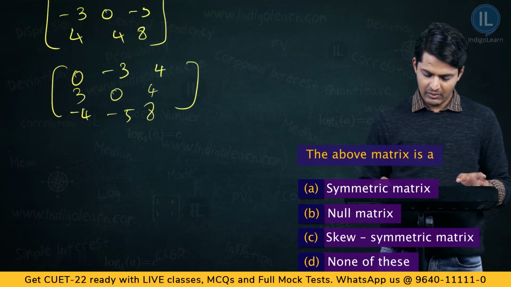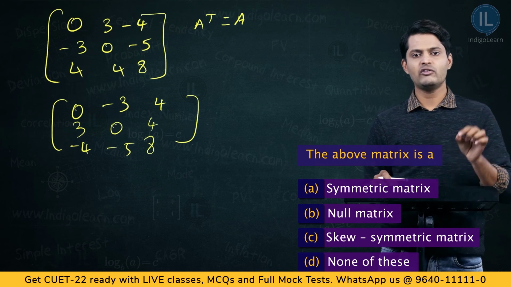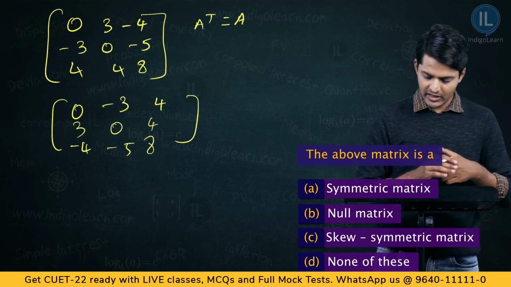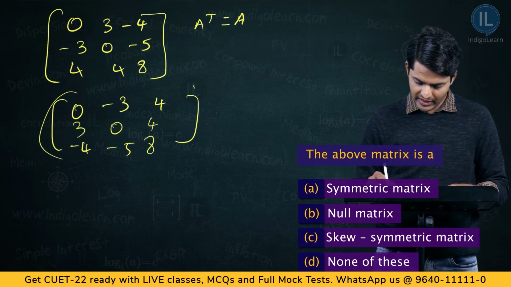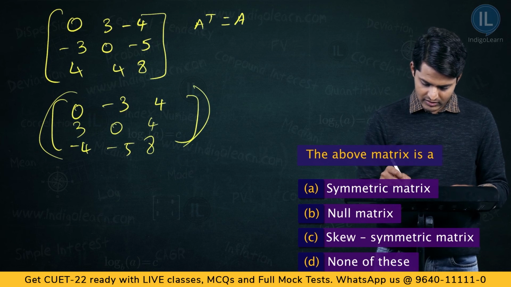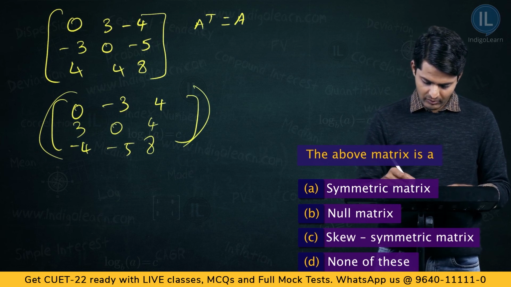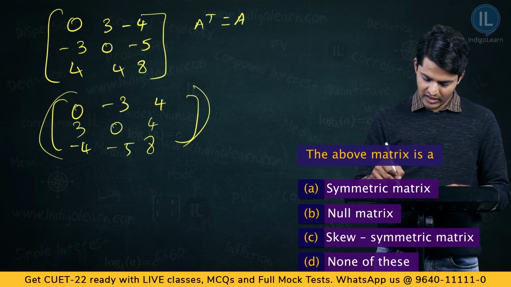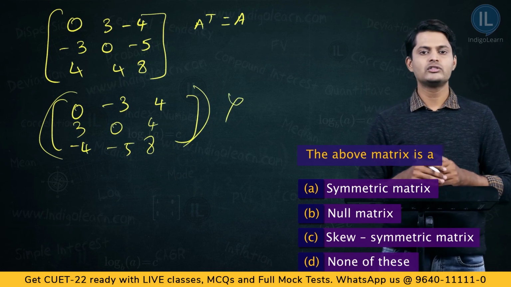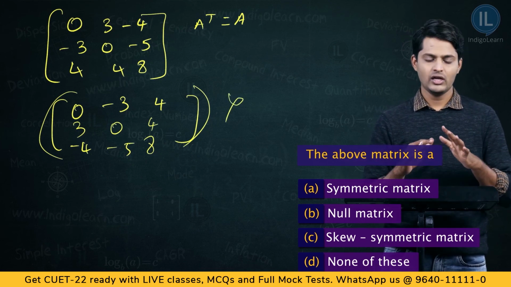Second, is it a null matrix? No. Null matrix means every element of the matrix should be 0. Is it a skew symmetric matrix? A transpose should be minus A: 0, 0, minus 3 plus 3, 4 minus 4, minus 3 plus 3, 0, 0, minus 5 and 4, it fails. So it's not skew symmetric also. What is the answer? None of these.